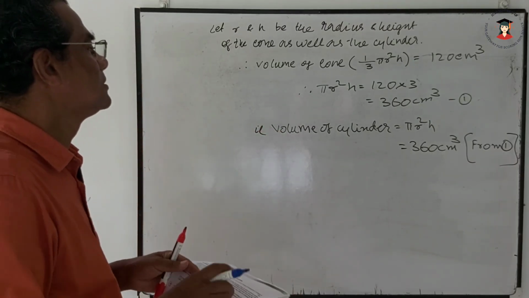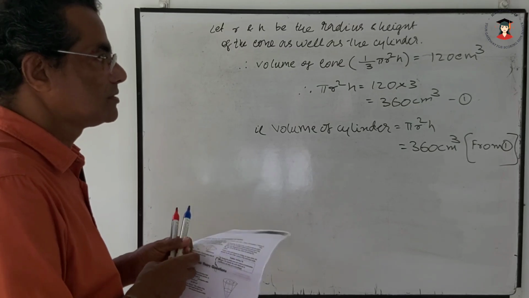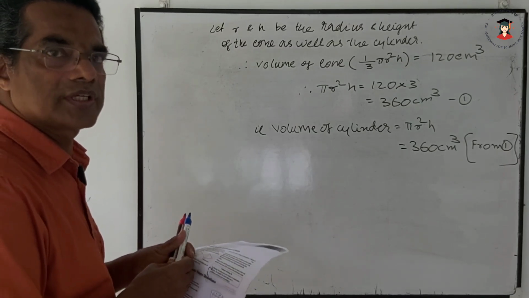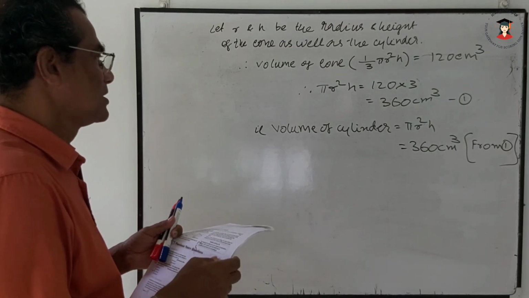We substitute 360 instead of pi r square h, and pi r square h is the volume of the cylinder.